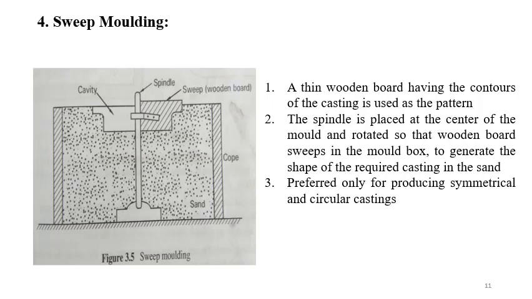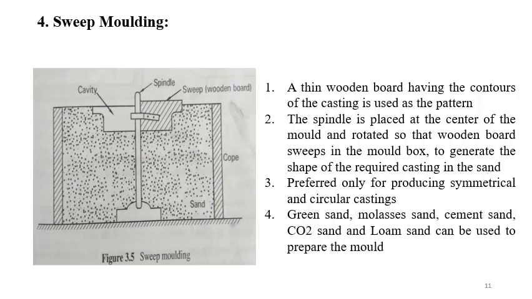It is used only for producing symmetrical and circular castings. This is very important: this type of molding process is used to prepare symmetrical shapes. Symmetrical means you can see this side is the left side and the right side is the same replica of it. Same symmetrical and circular castings. Green sand molds, cement sand mold, CO2 and loam sand mold can be used to prepare them.